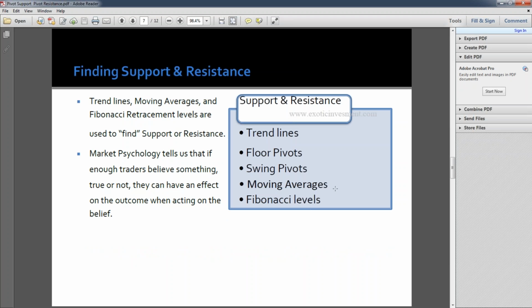So trend lines and moving averages, there are many things which will be mentioned over here. I will not go through each and every point. So, finding support and resistance, there are many ways how you can find out support and resistance. One is the Fibonacci series, which I usually do, and the second is the trend lines.